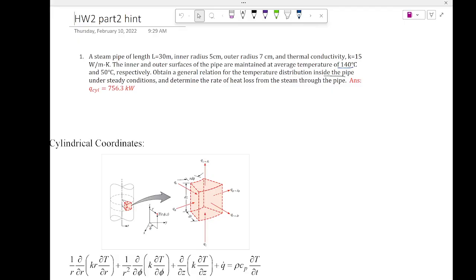Let's deal with that. So the first problem says a steam pipe where L is length is given as 30 meter. Mitch, I was saying there is the equation manual I'm going to upload. Please print it before coming to the exam hall next week, okay?